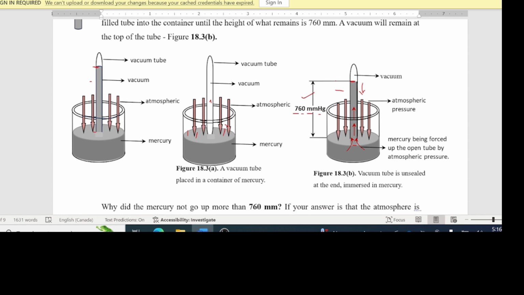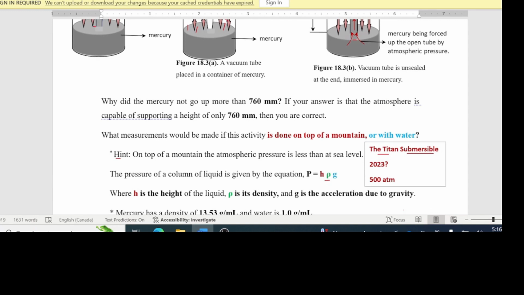So that is the discovery of Torricelli. And I'm giving you some questions here. Oh, I answered this already. Why didn't it go up more than that? What measurement will be obtained if this activity is done on top of a mountain? How do you think the height of the mercury is going to be? Or if you use water instead of mercury.